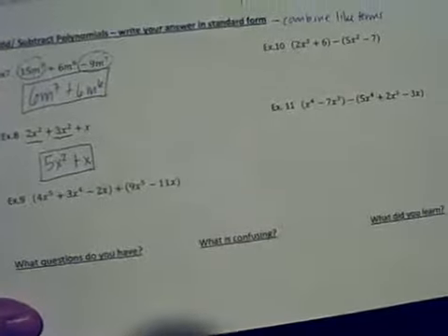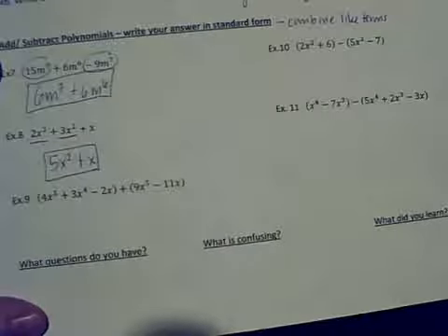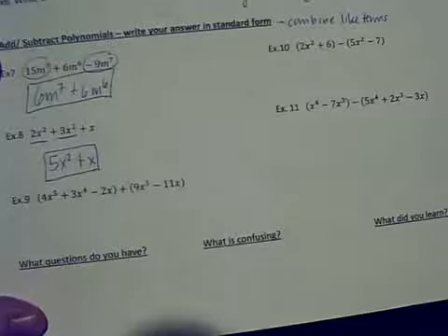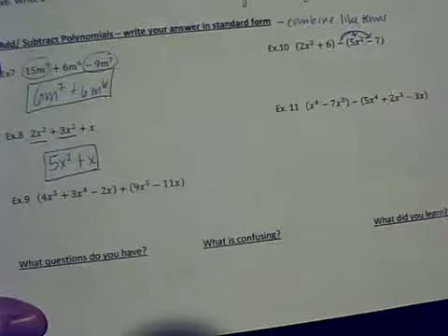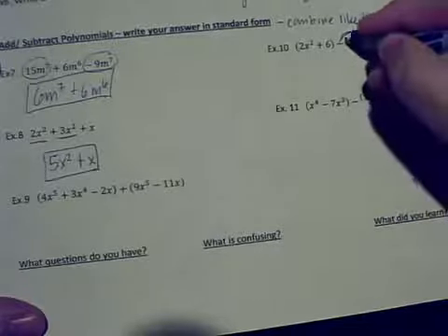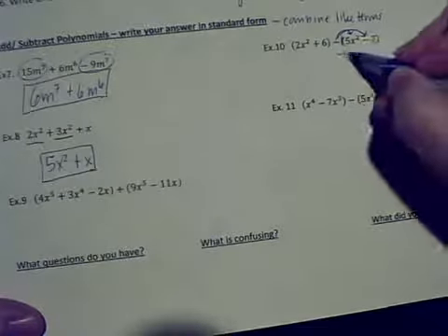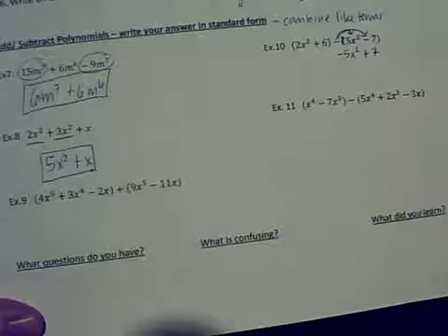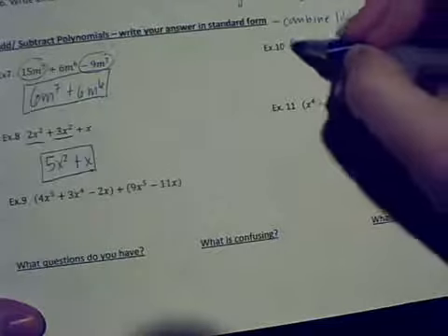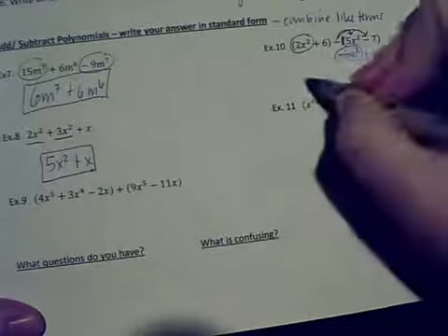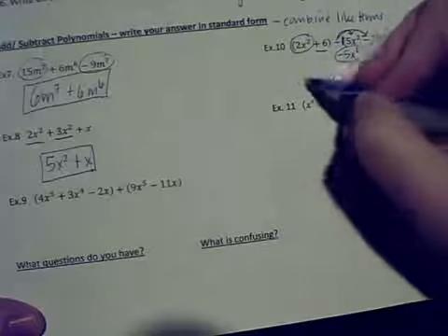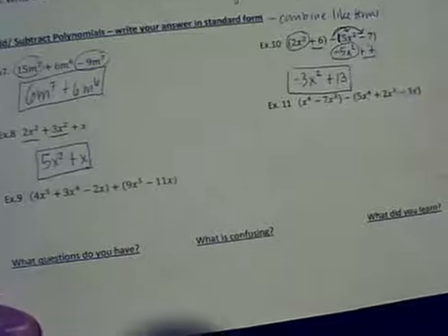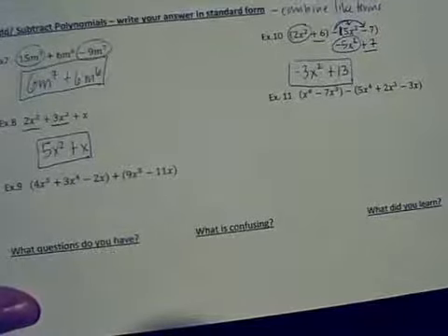I'm going to skip and move to example 10 because I want you all to try 9 and 11 on your own. Example 10, the difference with this is that there's a negative in front of the second binomial. So that means you need to distribute that negative. So it's like a negative 1 is there. So if I distribute that, I would end up with a negative 5x squared and a positive 7. Now, after that negative has been distributed, go ahead and combine your like terms. So 2x squared minus 5x squared gives me 3x squared. And then 6 plus 7 gives me 13. So there's our answer.